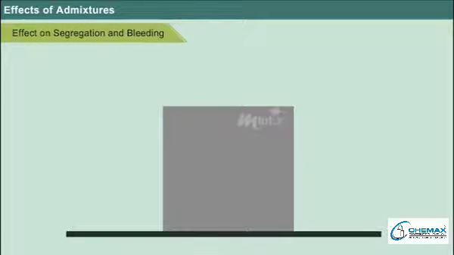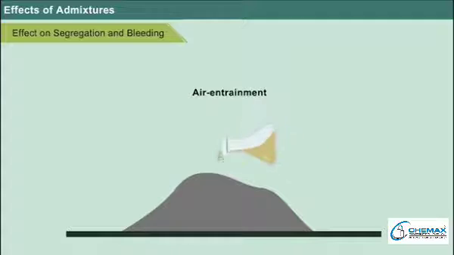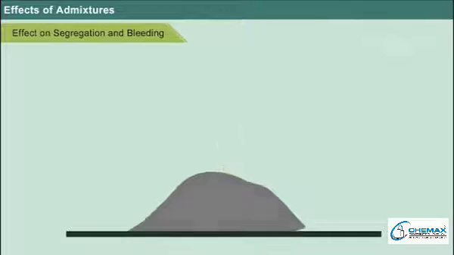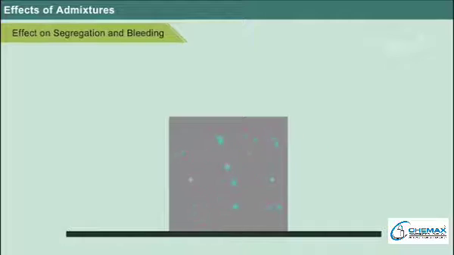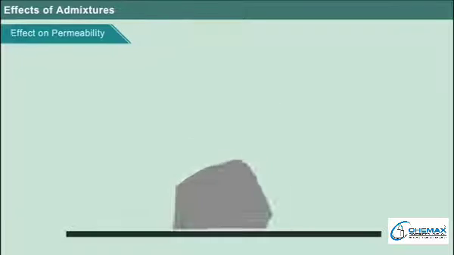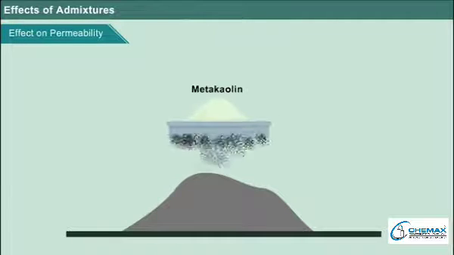Effect on segregation and bleeding. Segregation and bleeding in concrete are reduced greatly by air entrainment. The air bubbles in the concrete lift the aggregates and cement, which reduces the rate of sedimentation in the freshly placed concrete.